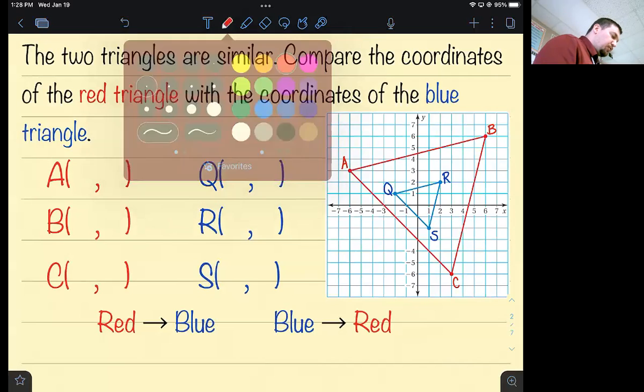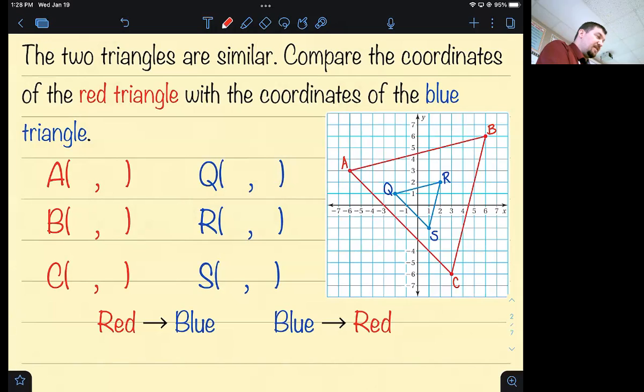All right, moving on. The 2 triangles are similar, so they must be dilations of each other. Compare the coordinates of the red triangle with the coordinates of the blue triangle. And then we're going to do the coordinates of the blue triangle to the red triangle as well. So from red to blue, we'll do that first. I need to know what the red coordinates are. Julia, will you tell me what the point A coordinates are? -6. Good job. Okay, Emerson, I need point B. Maddox, I'll call on you for point C. 6, 6. Okay. Maddox, what you got for C? 3, -6. Okay.